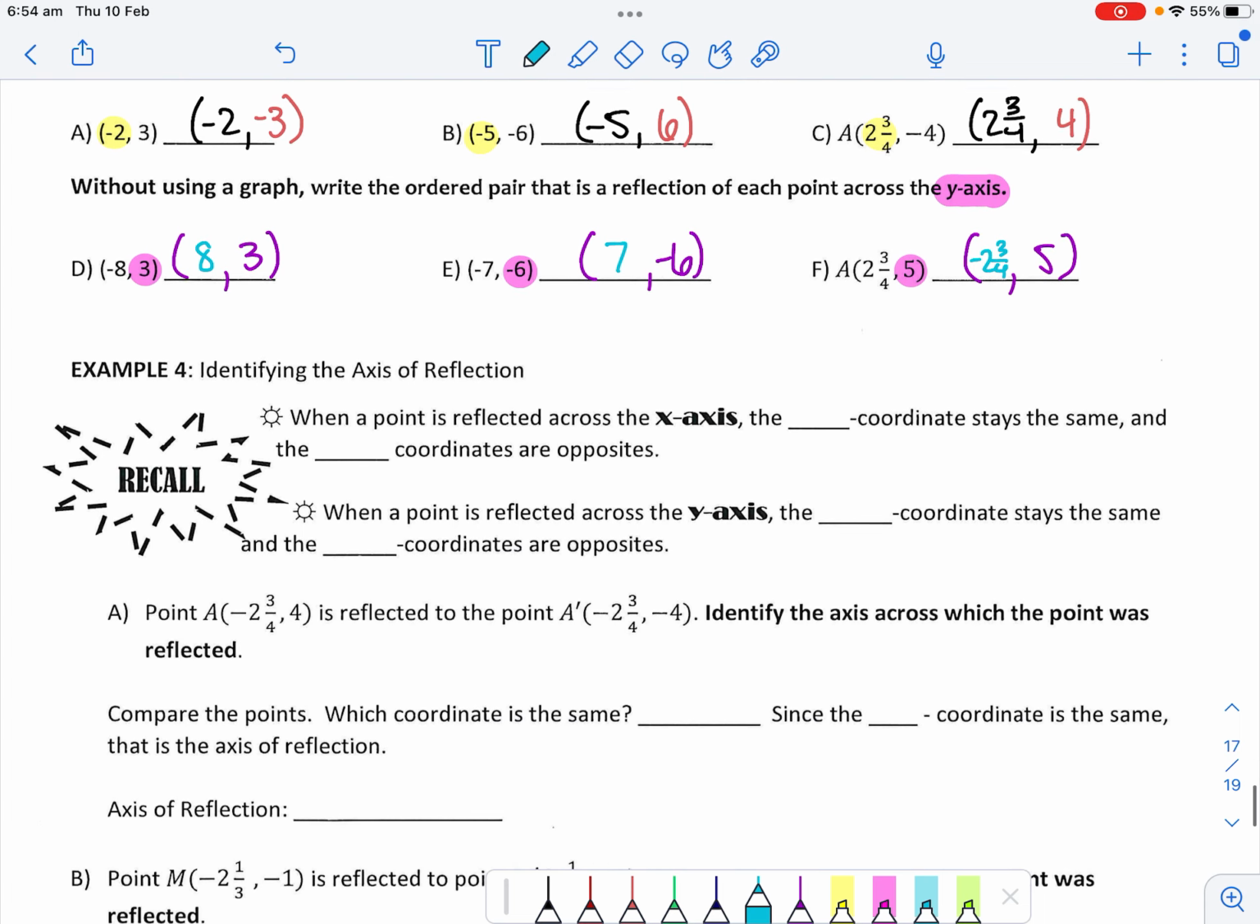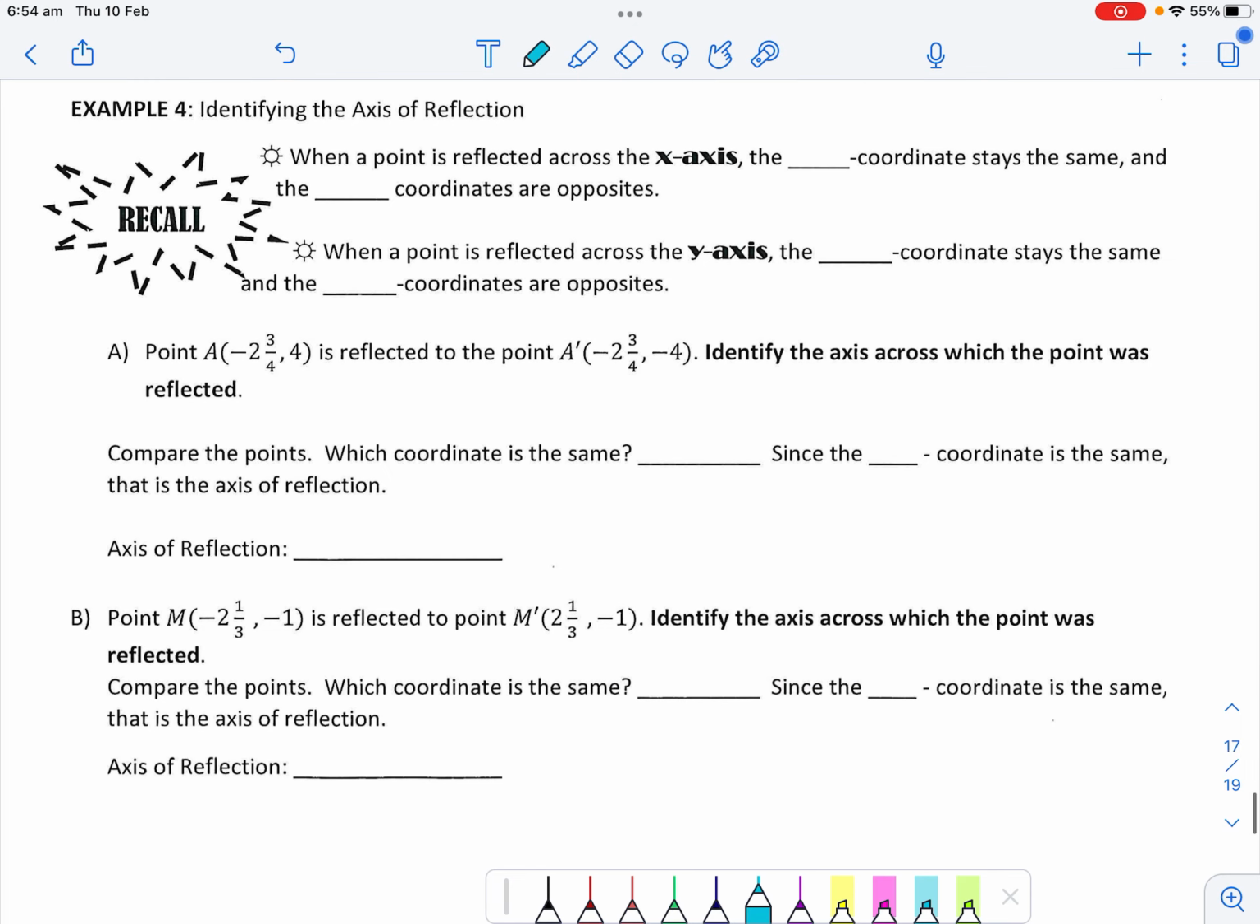In example 4, we're talking about which one is the axis of reflection. So again, we're going to talk about how when you reflect across the x-axis, the x coordinate stays the same and the y is opposite. When you reflect across the y-axis, the y stays the same and the x is the opposite. So we're just repeating that idea again because we're just going to continue using that through all of this.